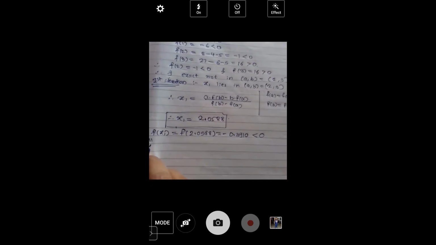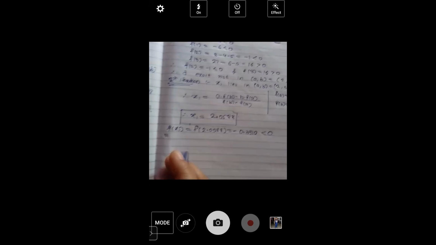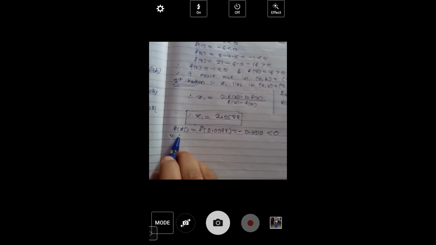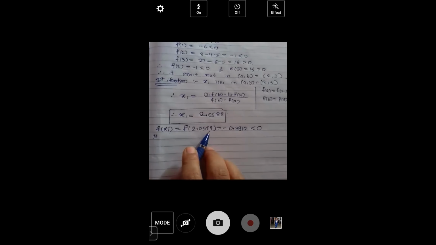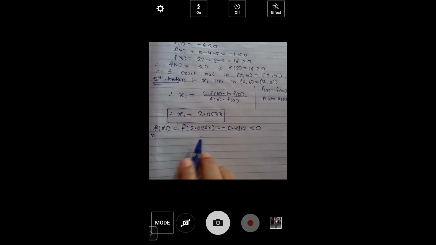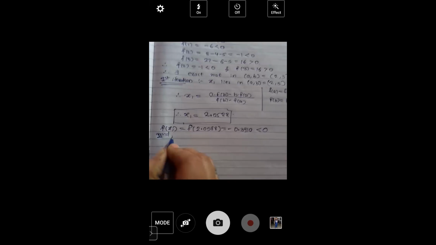Got it? Hello. Yes, ma'am. Okay, so the function at x1, that means function at 2.0588, is negative. That means this is not the exact root. चला मग second iteration कडे जायचंय.